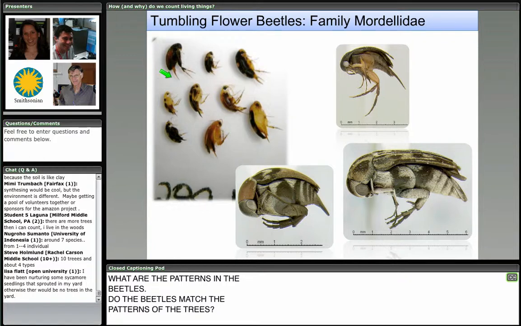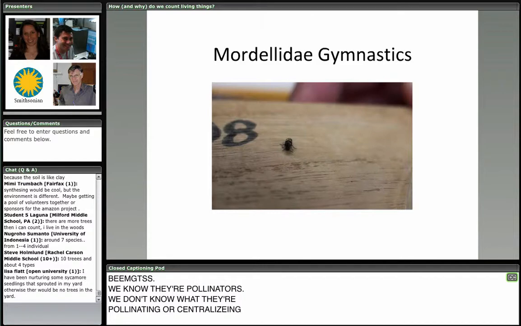And so this is a sample of just some of the beetles that we got from one sampling sheet. And you can notice the diversity in size and shape and color of these beetles. We know that they're pollinators. We don't know exactly what they're pollinating, if they're specializing on any one tree or if they will pollinate every tree. This is just a few second clip of why we call these the tumbling flower beetles.